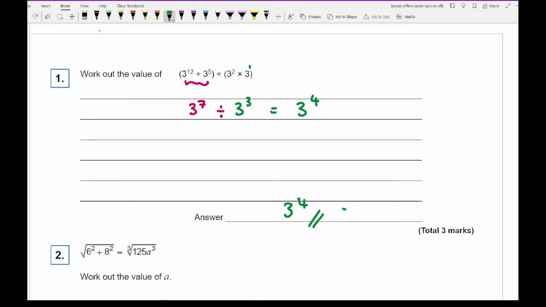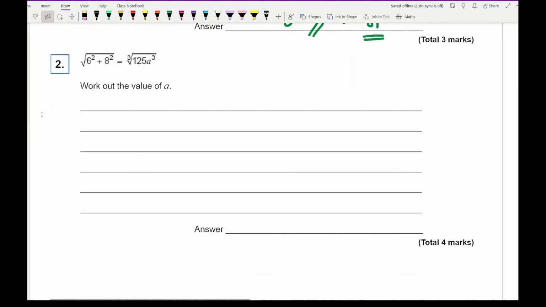Now, if I did write the answer of 81, that should give me full marks because it's not asked me how it wants me to write the answer. So whether I write it in index form or I write it as a value, that should be okay.